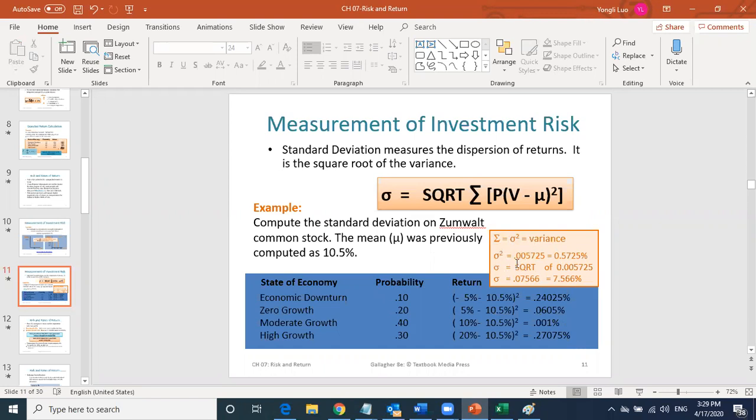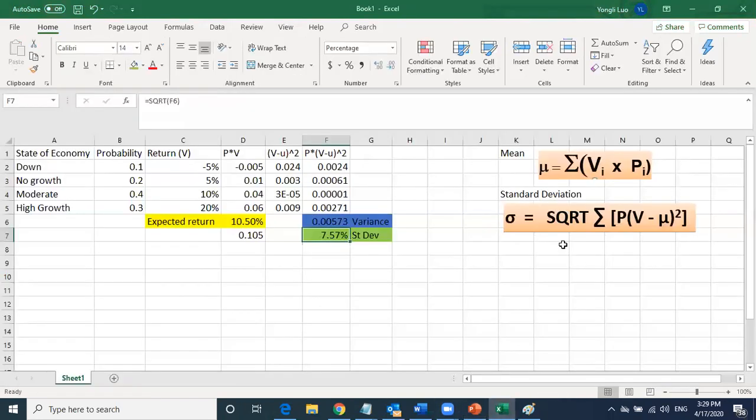Okay, the variance is 0.005725. Right? So that's how you get the variance and how you get the standard deviation. Okay, so we already know how to calculate or measure the risk.